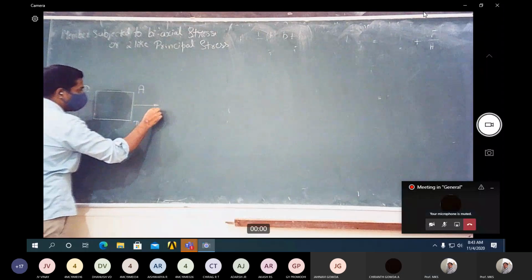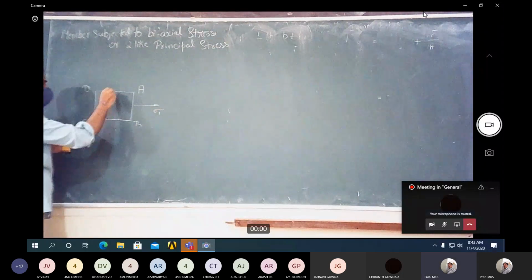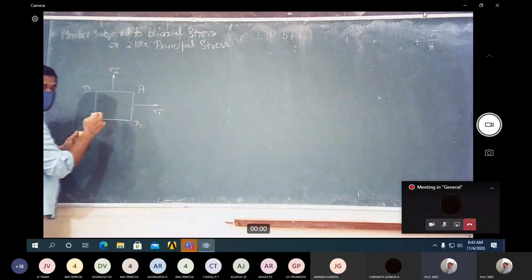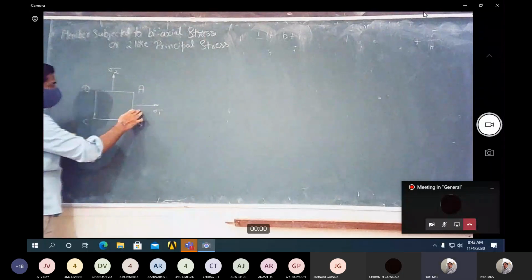So the stresses acting are two stresses. Let me take it is subjected to stress sigma 1 in the x direction and sigma 2 in the y direction. The x direction will be the major stress, and the y direction will be the minor stress. In a problem, whatever stress comes in the x direction will be the major principal stress, and in y, that will be the minor stress.